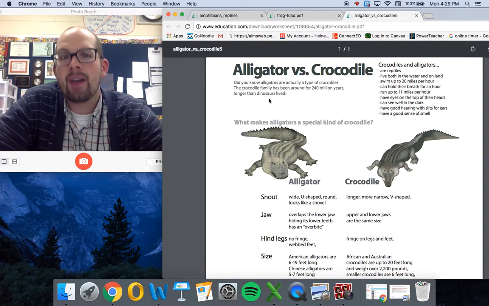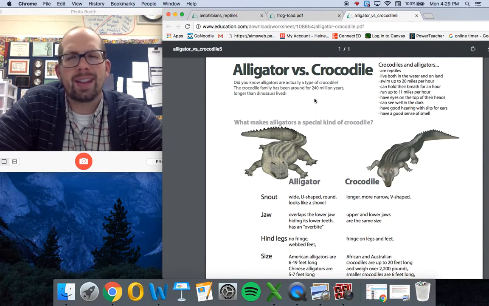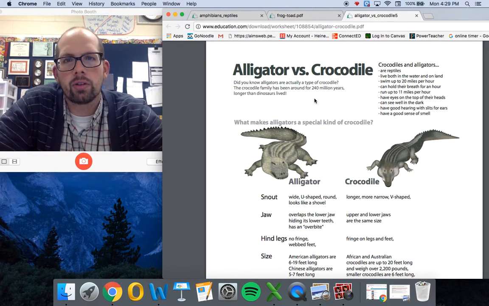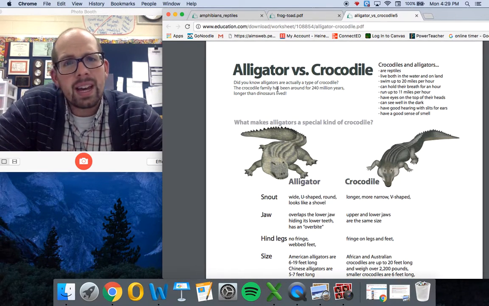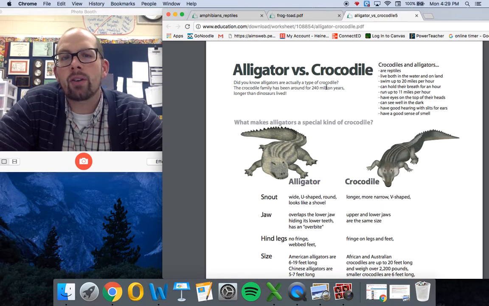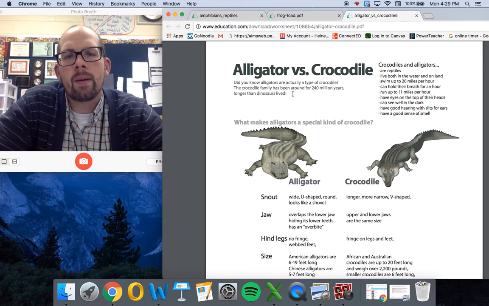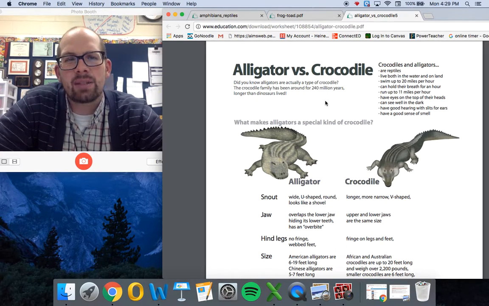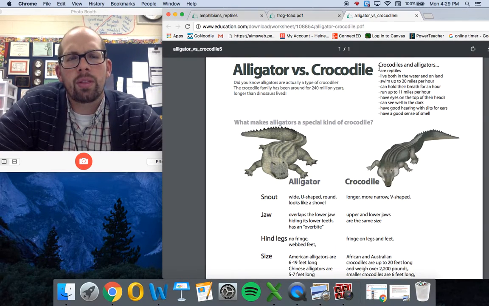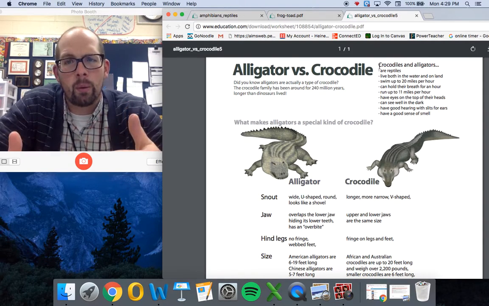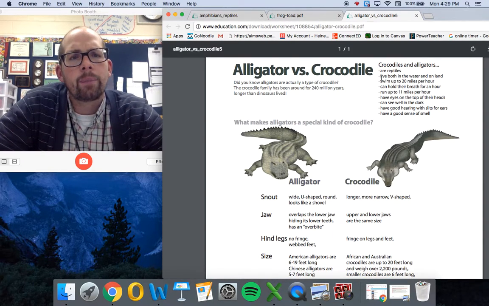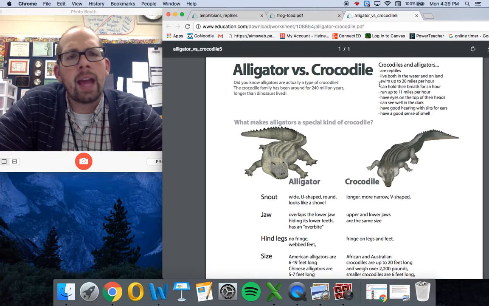And now we're going to check out alligators versus crocodiles. It's not like they're fighting, it's just comparing and contrasting. Hey, did you know this? Alligators are actually a type of crocodile. The crocodile family has been around for 240 million years, longer than dinosaurs lived. Here's a few things about crocodiles and alligators both. Both are reptiles, live both in the water and on land.